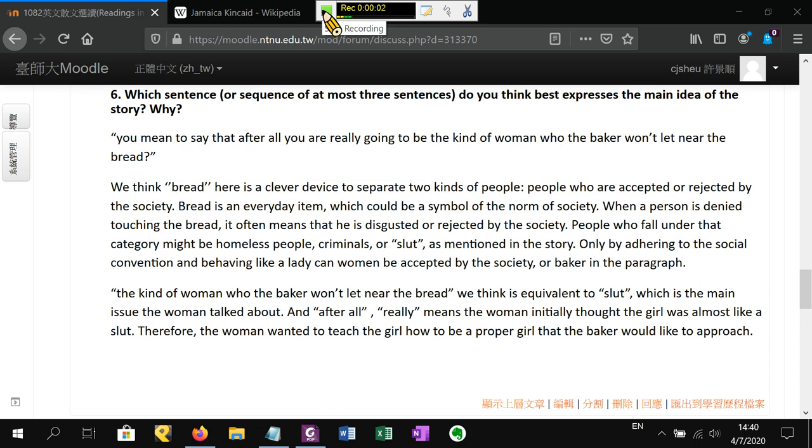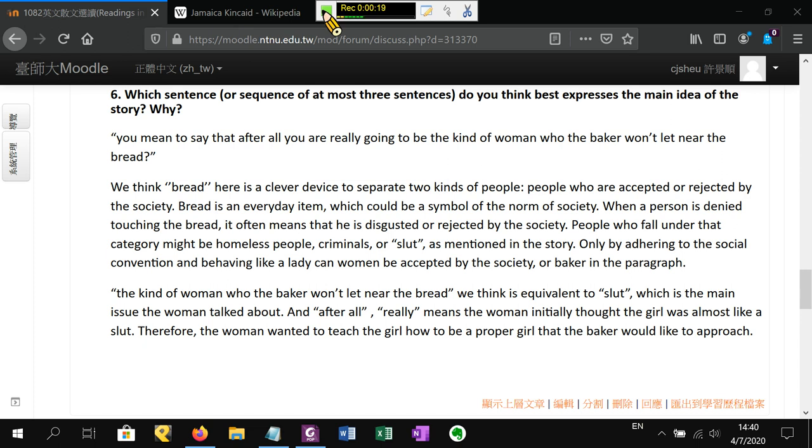Finally, question six. One group did not answer question six. Please remember to answer this question next time. Okay, let's look at what the other four groups wrote for question six, the sentence that you guys chose.